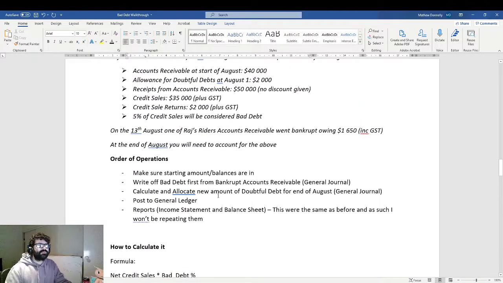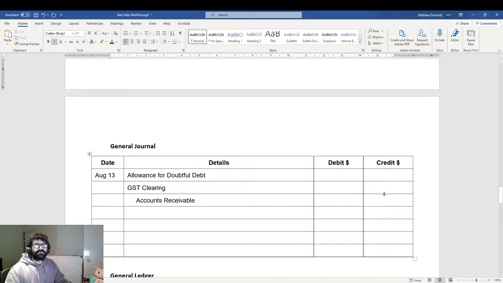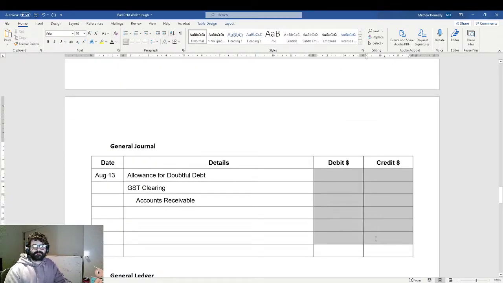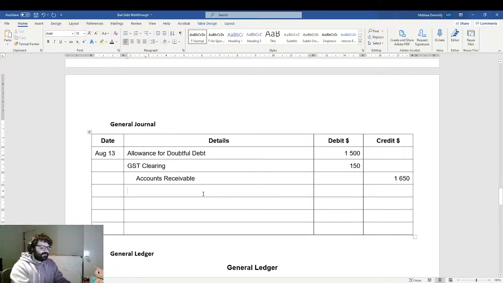So if we read the example, we see we've got including GST, so it's 1,650. So we go 1,650. Now, if we divide 1,650 by 1.1 to get the GST out of it, we get 1,500, and then 10% of that is 150. So we would write as our cross-reference bankruptcy.